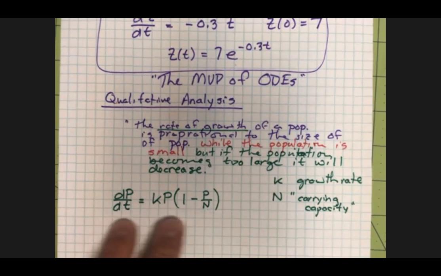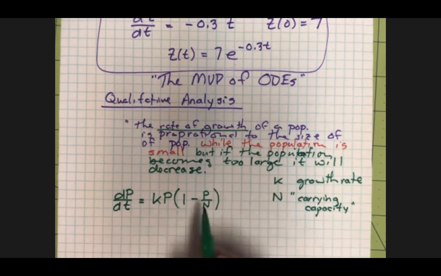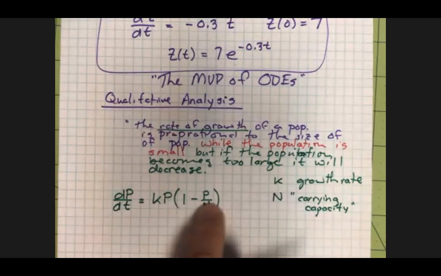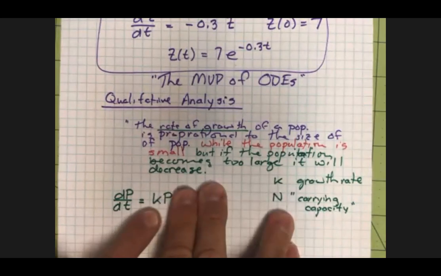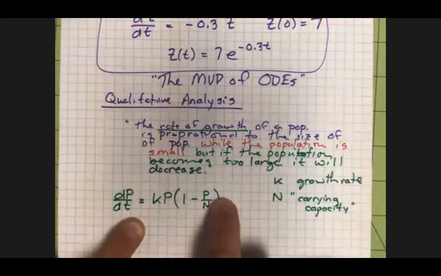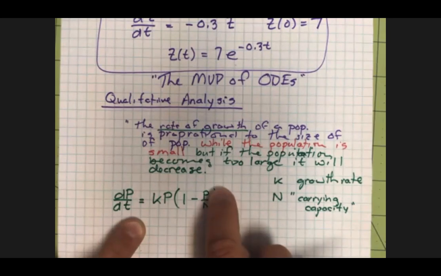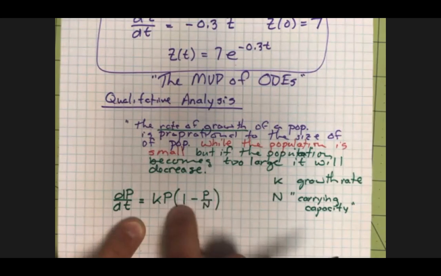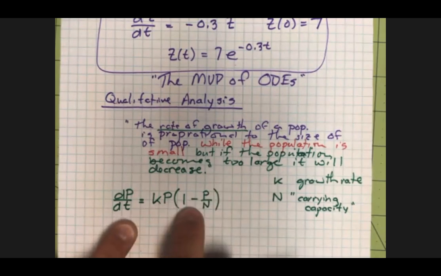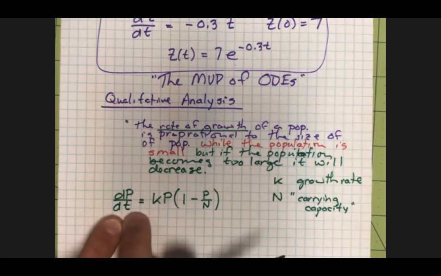Well, now what do I got? I got a new differential equation. And do you understand that if p is a small number, then p over n is small, and this is nearly one. So I'm just looking at ordinary exponential growth. But if p becomes large, bigger than n, if they overpopulate, then p over n is bigger than one. One minus that number is negative. And then I'll have a positive number times a negative number, a negative growth rate.